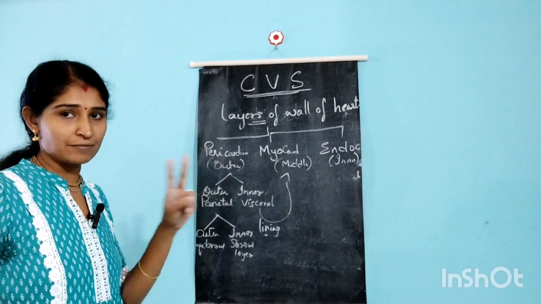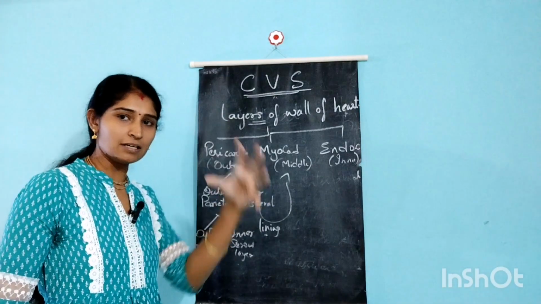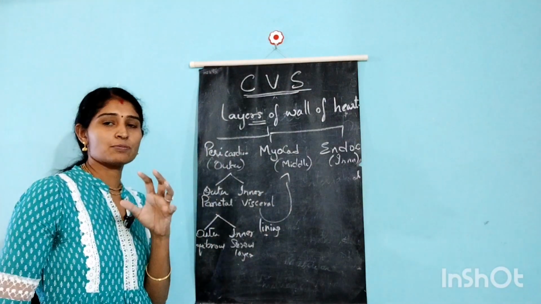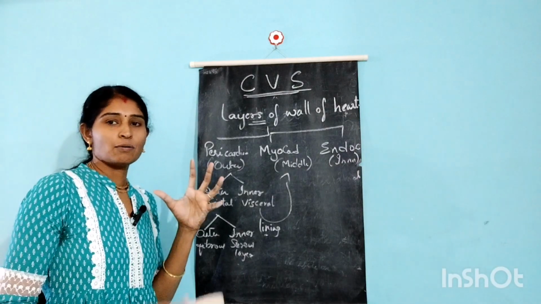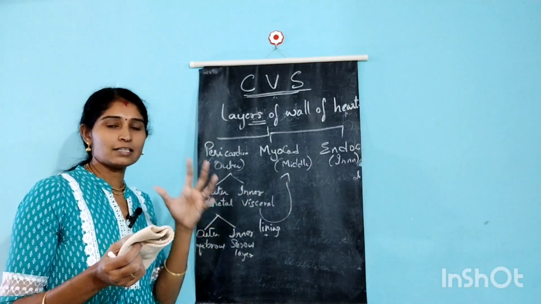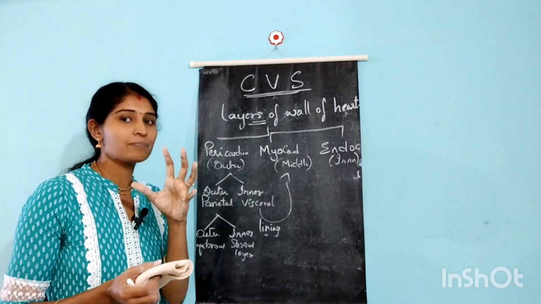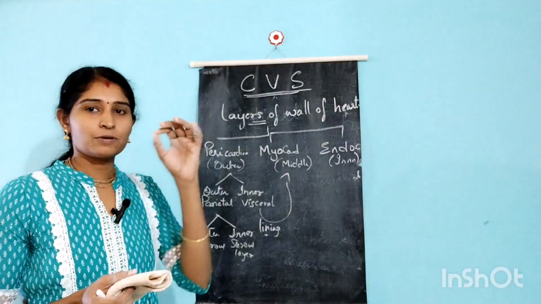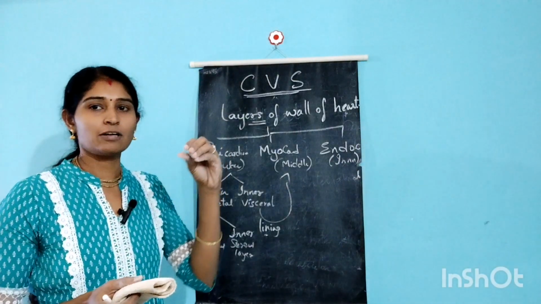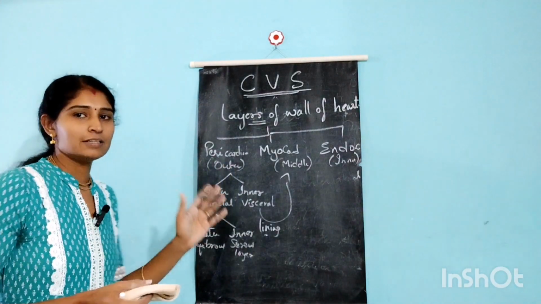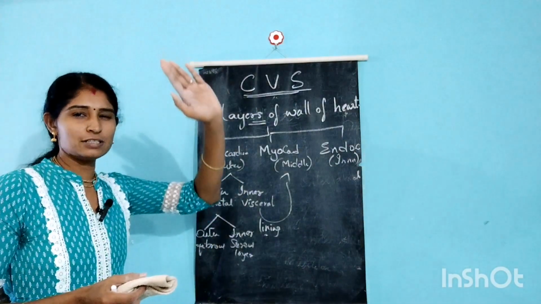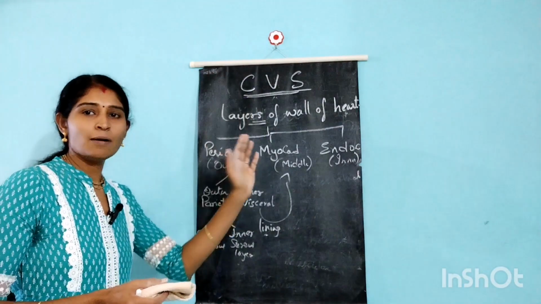Outer pericardium has two layers, that is outer parietal and inner visceral. Outer parietal is doing two functions: preventing the over expansion of the heart, that is the outer fibrous layer, and secreting some kind of fluid to prevent friction, that is the inner serous layer. Clear? Then the inner visceral layer just forms the lining of the myocardium.